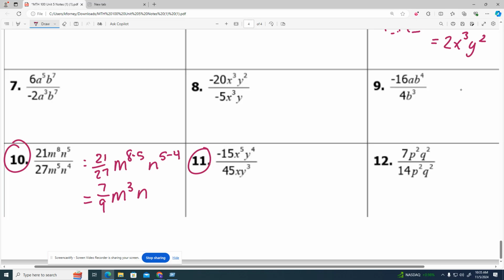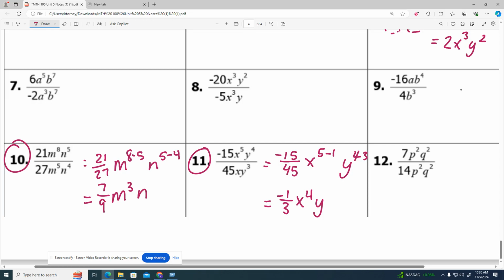All right, looking at number 11. Now, I set this up, and we do negative 15 divided by 45, and it is not negative 3. Every time somebody tells me it's negative 3. It's negative 1/3. Then, for your x, 5 minus 1 is 4. 4 minus 3 is 1. So there we are.